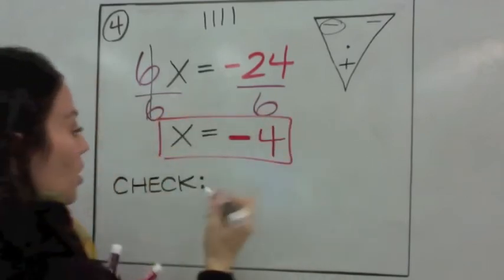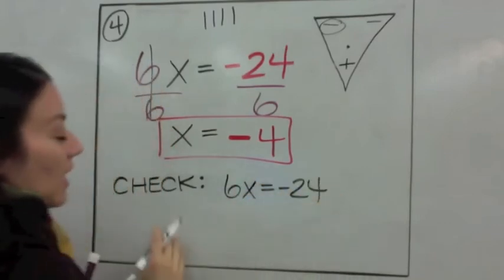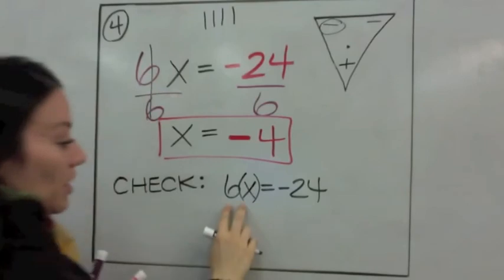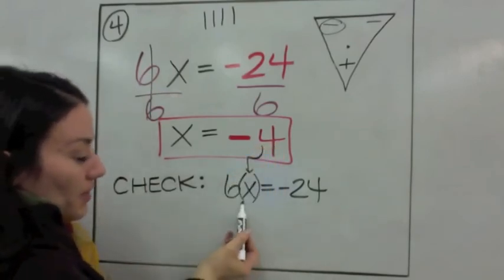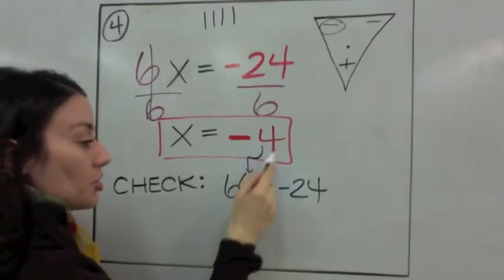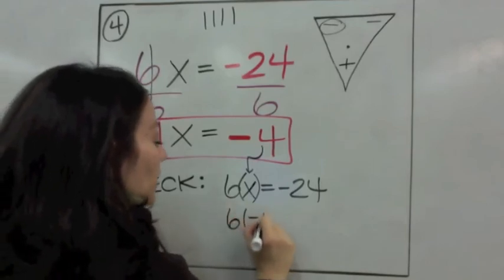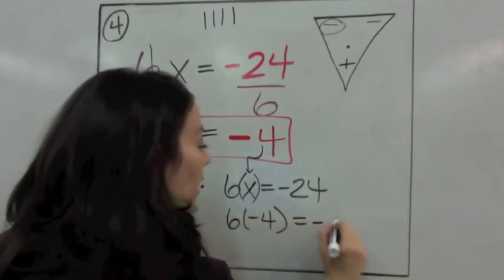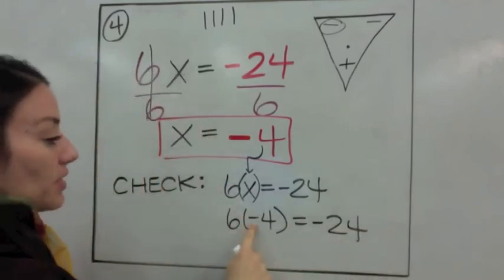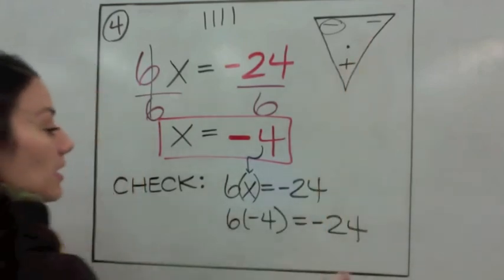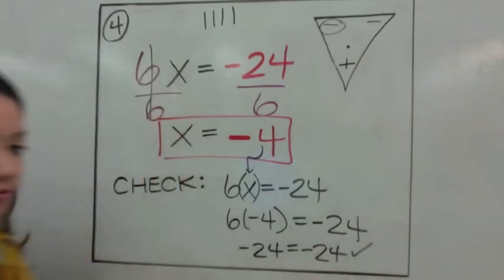Let's check our work. See, the original equation was 6x equals negative 24. And these are being multiplied. So we want to go ahead and make parentheses around the x so we can substitute negative 4 in the place of x. So is 6 times a negative 4, does that give you negative 24? Well, you know that 6 times 4 is 24. A positive times a negative is negative. So negative 24 does equal negative 24. Very good. Get that down.